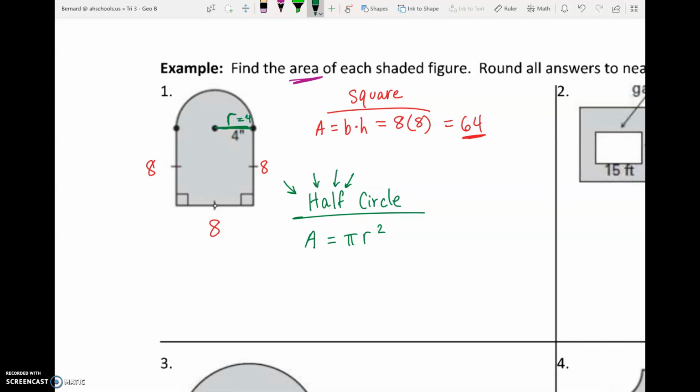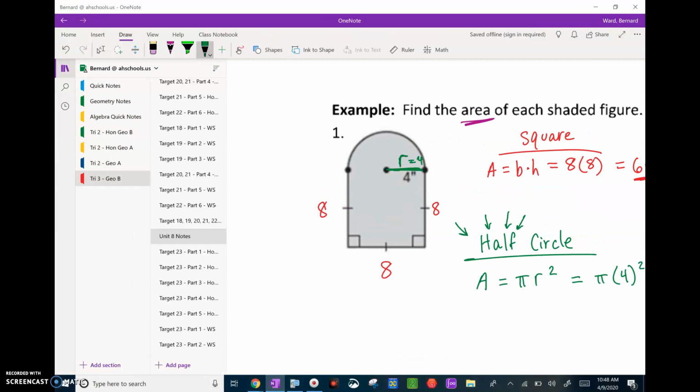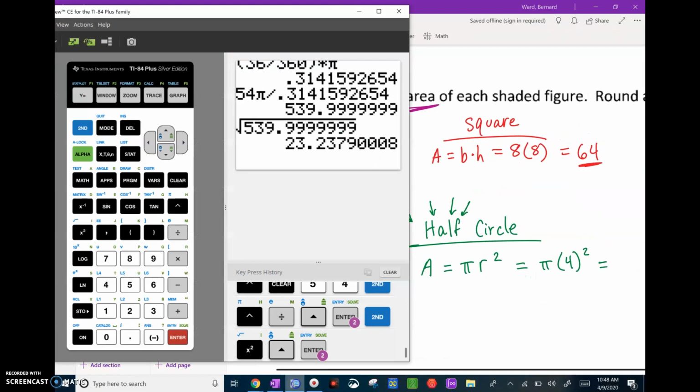Now, I've circled and I've arrowed half circle, right? This formula here is going to give us the area of the whole circle. And so what we're going to want to do is, let's type that in, pi times 4 squared. But when we get that answer, we're going to divide it by 2. And that way it becomes the half circle. So pi times 4 squared, right? Pi times 4 squared is going to give us, oops, come on, calculator.